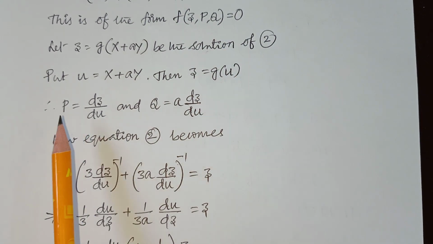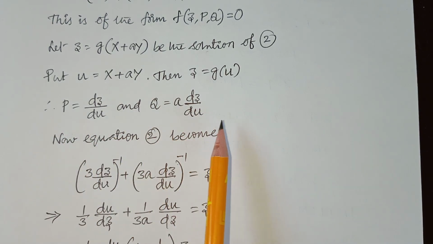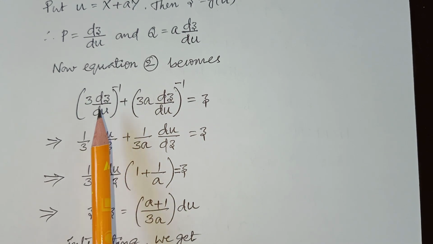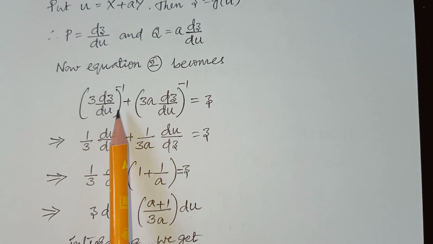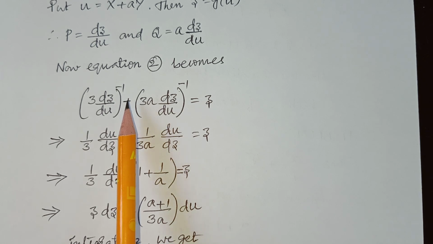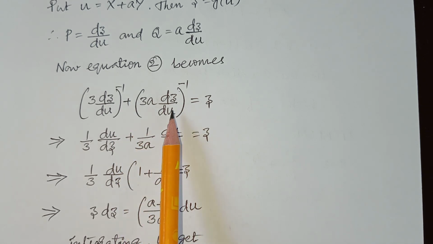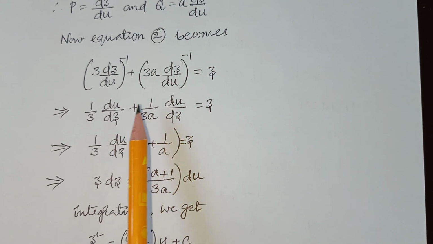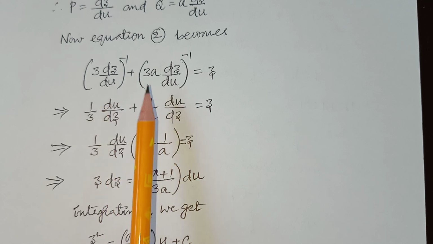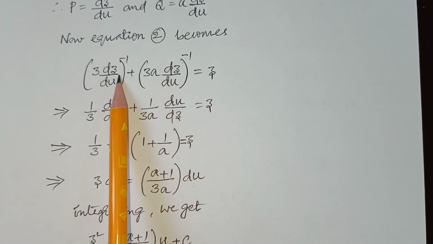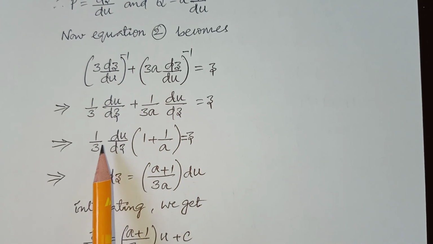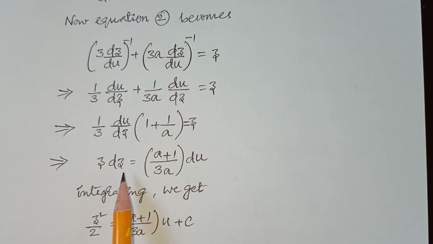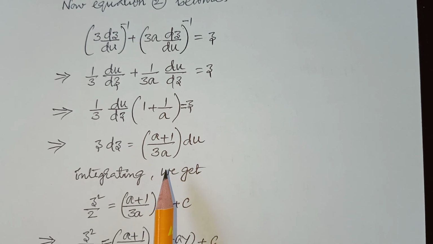Now what we'll do: capital P is equal to dz by du and capital Q is equal to a into dz by du. Now equation 2 becomes 3 into dz by du whole power minus 1 plus 3a into dz by du whole power minus 1 is equal to z. Okay, so now what is common in this? Power minus 1, so we can reverse this. And now what is common? 1 by 3 du by dz into 1 plus 1 by a is equal to z. So z dz is equal to a plus 1 by 3a into du.